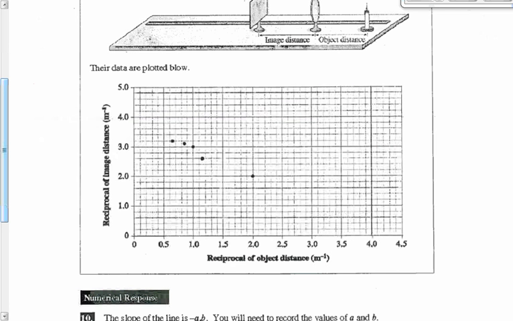This was a lens lab where basically you manipulated the object distance, changed where the object was relative to the lens, and then saw where the image distance was in response to that. So you manipulated DO, responding to that was DI. And then the graph that was plotted was the reciprocal of the object distance, which is 1 over DO, and the reciprocal of the image distance, which was 1 over DI.